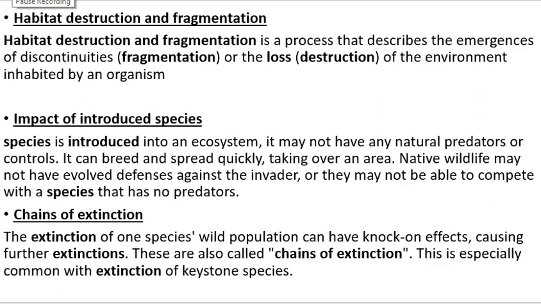Okay, next is the impact of introduced species. When a species is introduced into an ecosystem, it may not have any natural predators or control. It can breed and spread quickly, taking over an area. Native wildlife may not have evolved defense against an invader, or they may not be able to compete with a species that has no predators. Cats, rabbits, and possums are all examples of species that have become invasive and threaten wild species in various parts of the world.